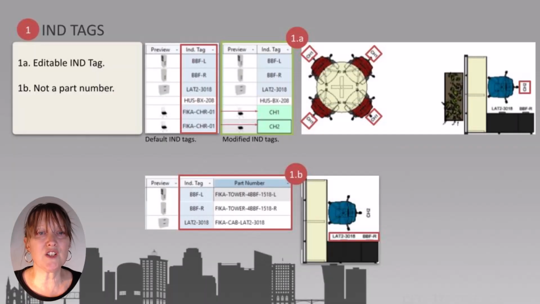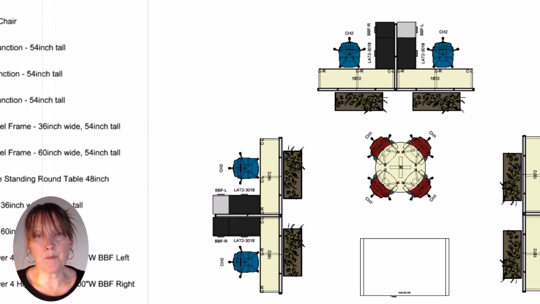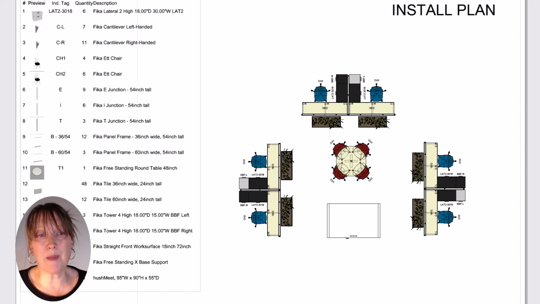Users will change the assigned IND tag 60 to 80% of the time. An example of why the IND tag is changed is to match an A&D assigned product tag from a bid, as the example shown here of CH2, or changing the tag to match an internal systematic process.